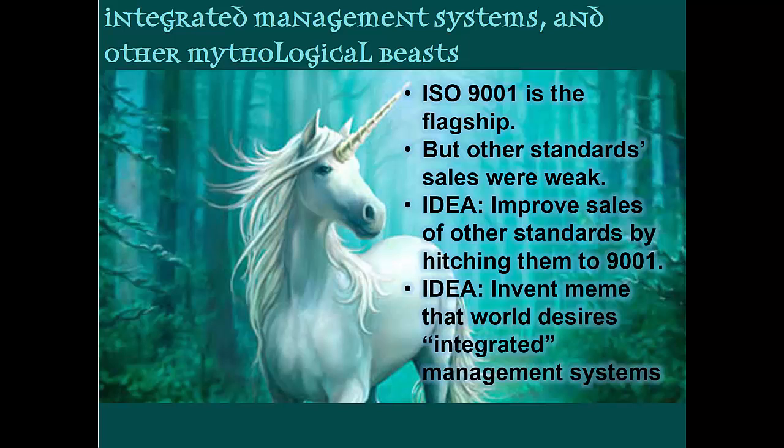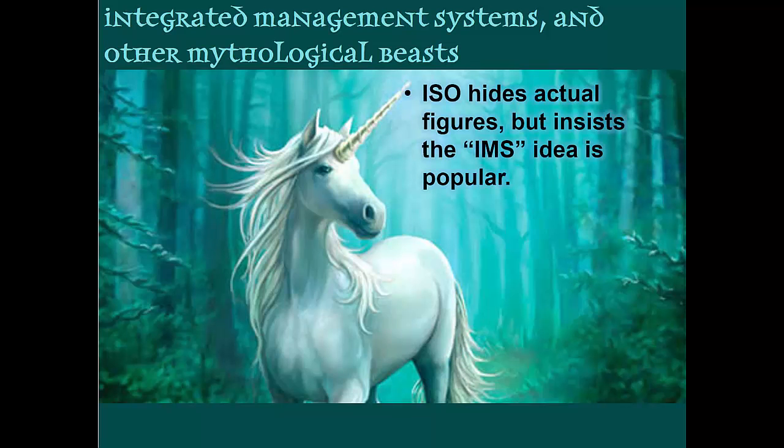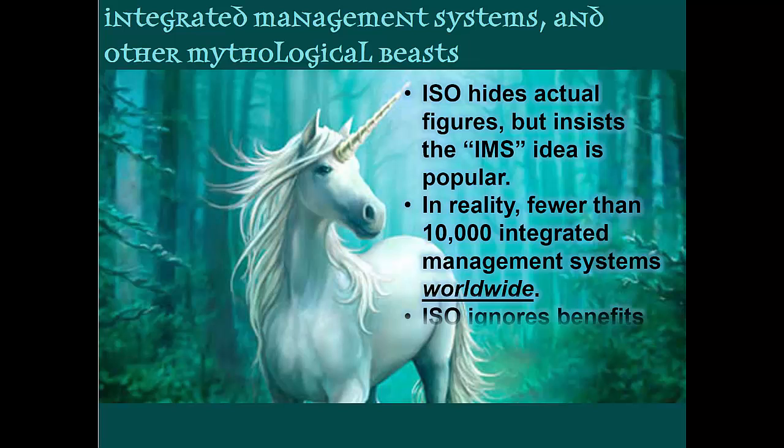Now, obviously, merging environmental and quality was a bad idea to begin with, but ultimately the decision not to merge them was based on the idea of maximizing the number of documents, of books, that ISO could sell. But they stuck with this idea that the world desires integrated management systems. So what they did was they hide the actual figures, but they insist that this IMSD is popular. In reality, there are probably fewer than 10,000 integrated management systems in the entire world.